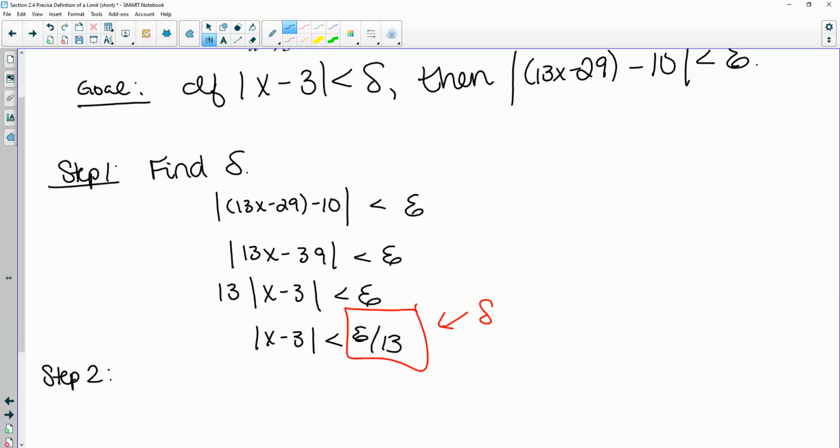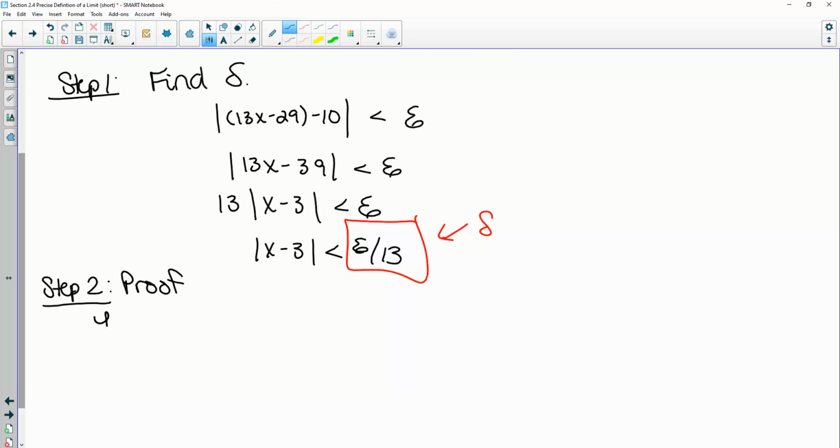So when we do our proof, the first thing we're going to do is write delta. So I'm going to say, let delta equal epsilon over 13. All right, is everyone with me? Now we have to prove it.